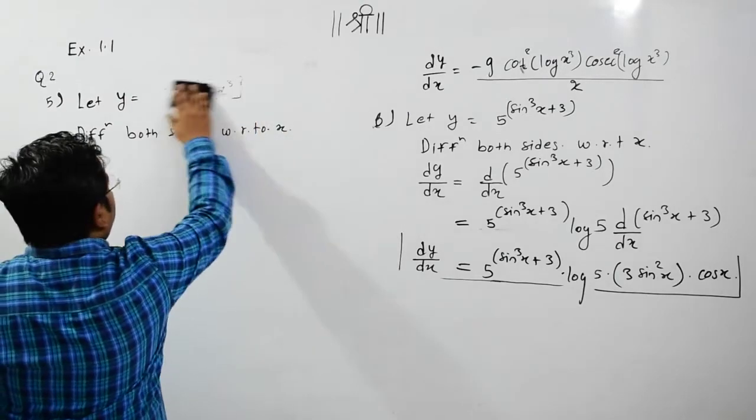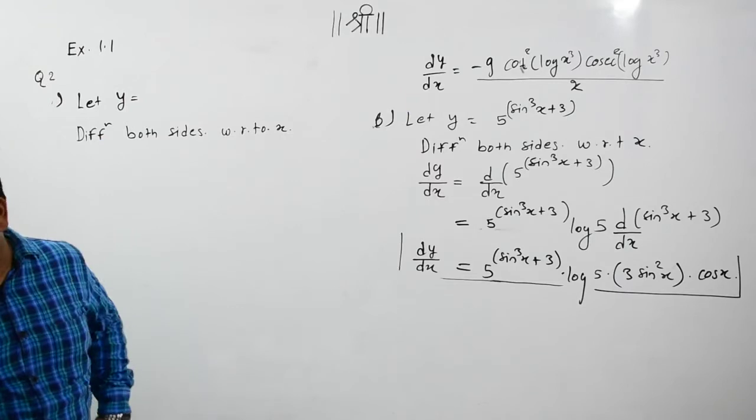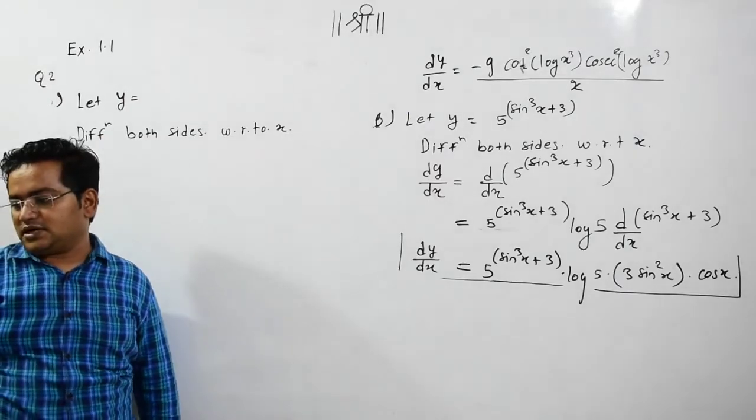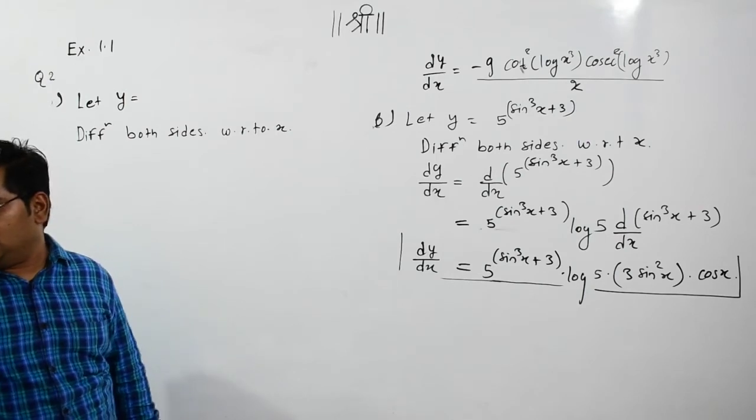Okay. Now let's move to question number 7. The 7th is also quite similar to this. I am giving each and every question's answer, but again question number 7 is quite easy. What is that question number?